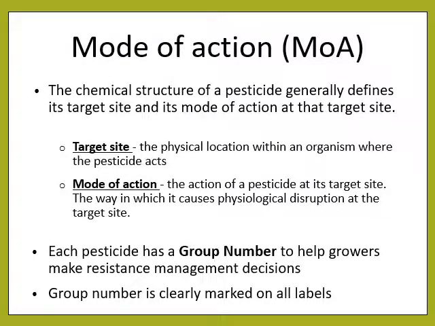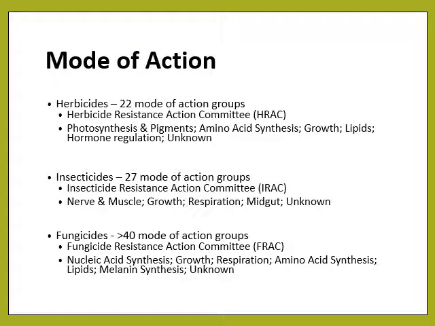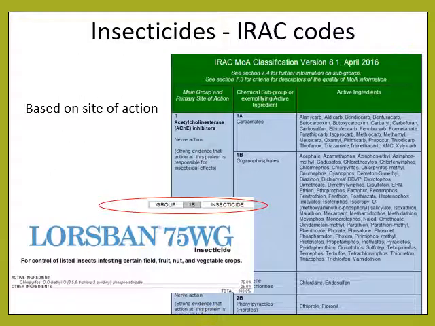Pesticides are classified by this mode of action, and each one has a group number that helps managers make resistance management decisions. This group number is marked on the labels, and you can also go to those websites that I mentioned, HRAC, FRAC, and IRAC, to look up all the available insecticides and what their mode of action is. Within herbicides, there are around 22 modes of action, insecticides 27, and fungicides around 40. These are all affecting various aspects of organism development, growth, and particularly synthesis of things like amino acids and lipids, as well as respiration.